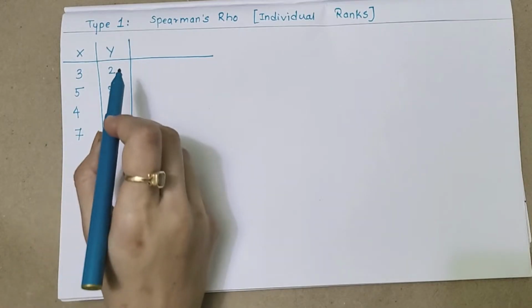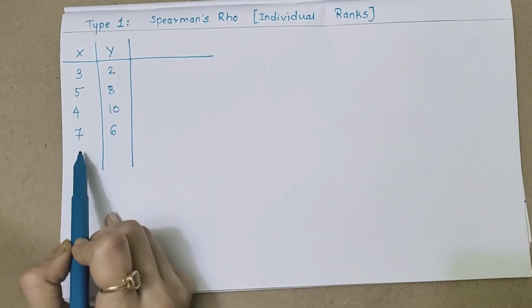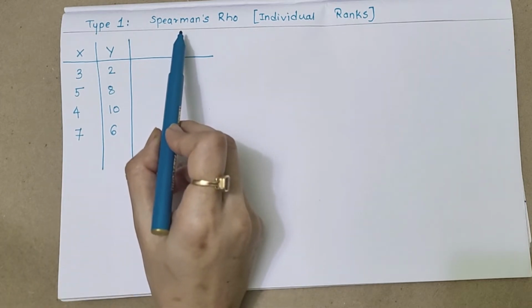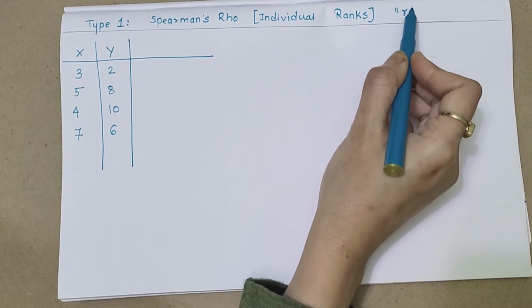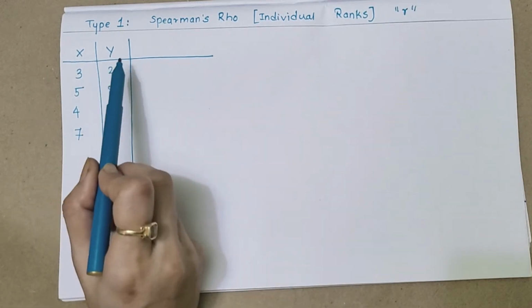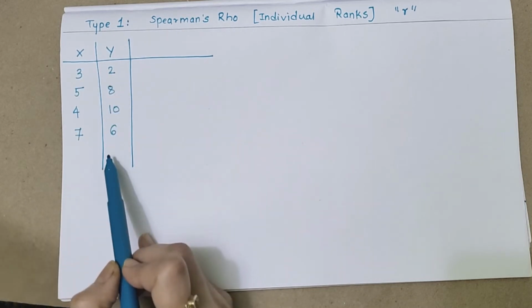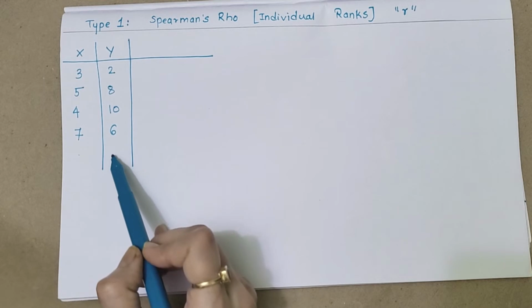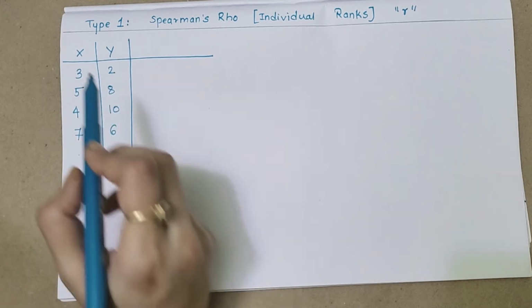Let us solve one type 1 Spearman's rho problem. These element values are given and the problem says to calculate the value of R, the Spearman's rho. How do we understand which formula to use? Because none of the elements are repeating. For X there is no repeat. For Y there is no repeat. That means we are using formula number 1.